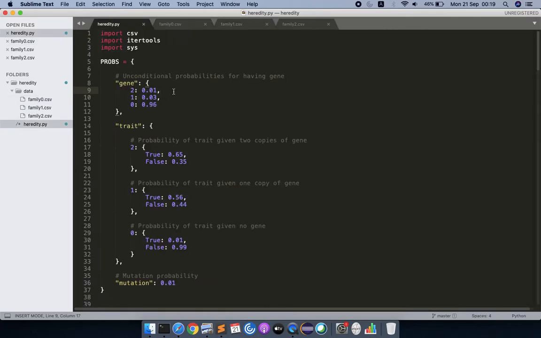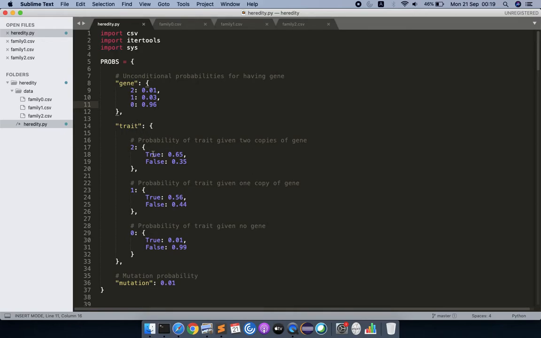This is the initial given data, which tells the probability that a person will have two copies of the GJB2 gene is 0.01, which is 1%, and this tells the probability that a person has one copy of the GJB2 gene is 0.03. This GJB2 gene is responsible for hearing impairment.